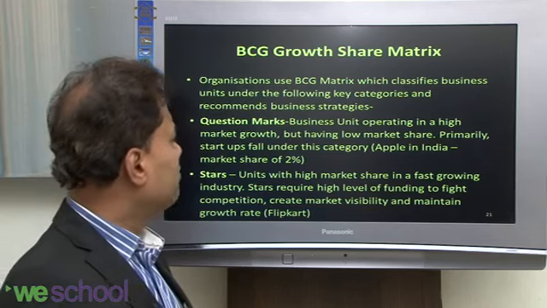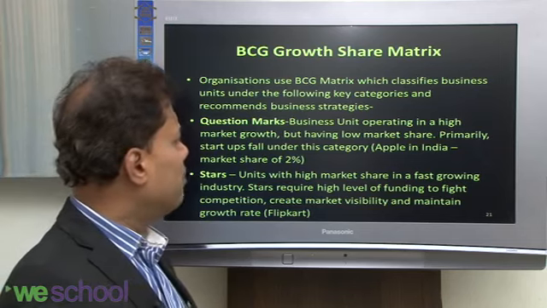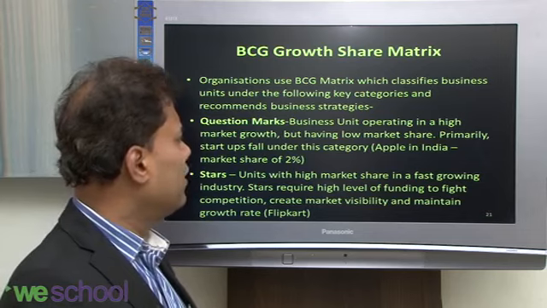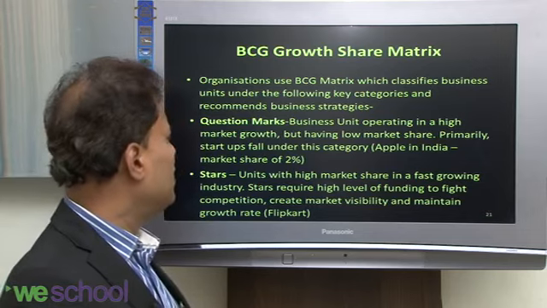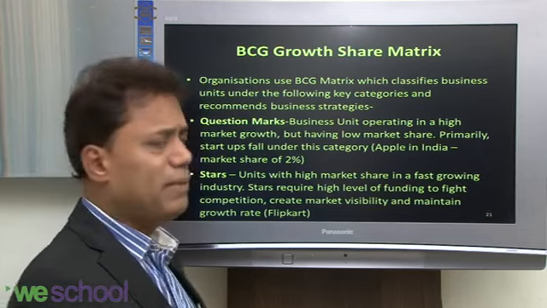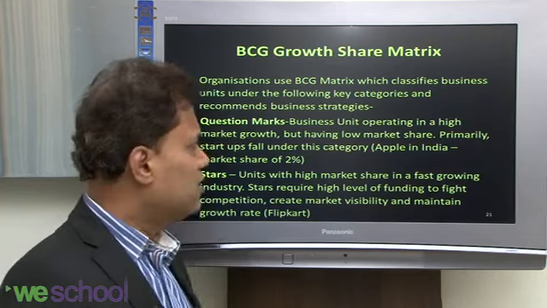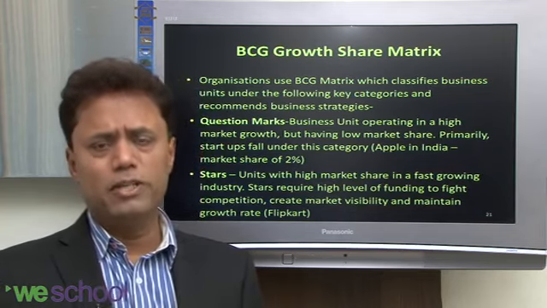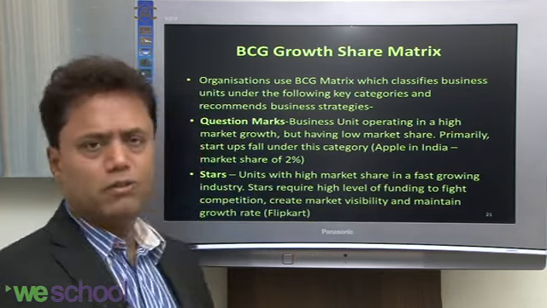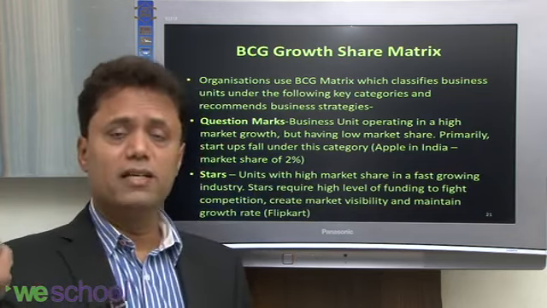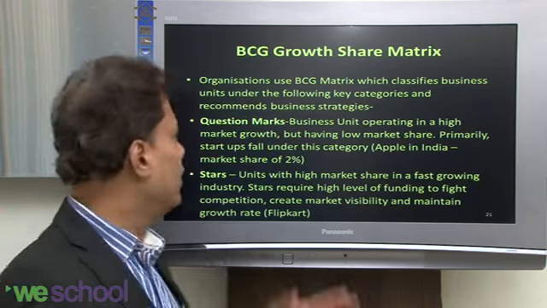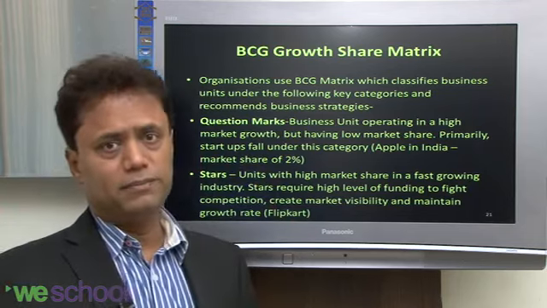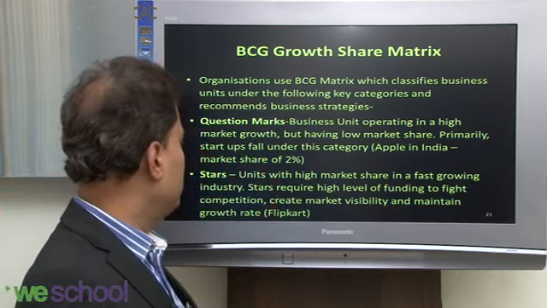What is question mark? Business unit operating in a high market growth but having low market share. Primarily startups fall under this category. For example, Apple in India. As far as India is concerned, Apple is a startup. In the last 2 years it's been doing, and their market share is only 2, but the huge potential is there. So Apple is going to invest into India to gain market share. There is a huge investment opportunity.